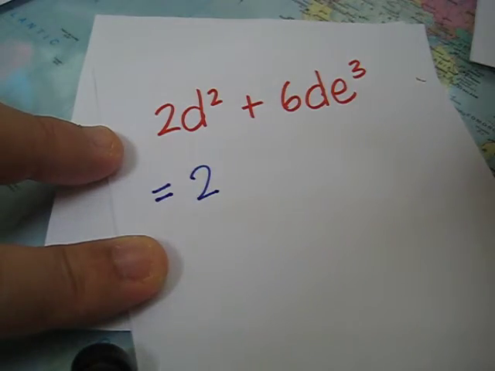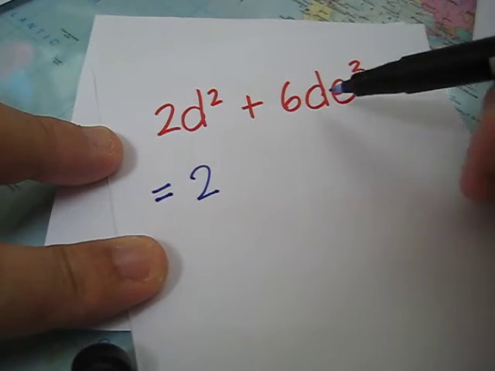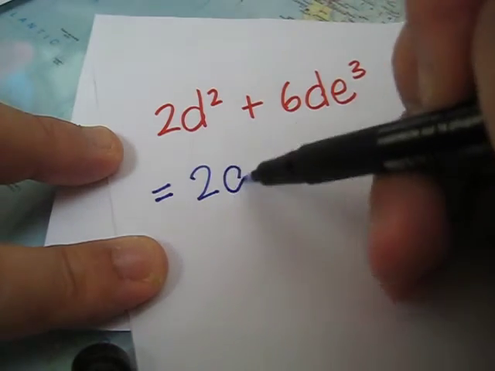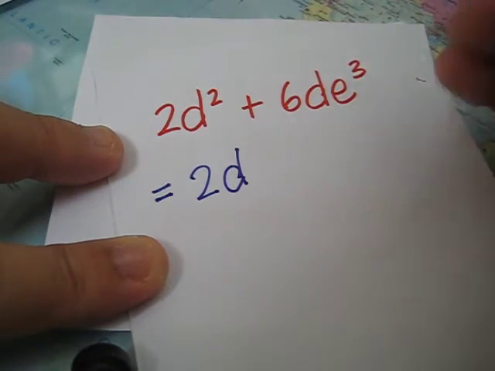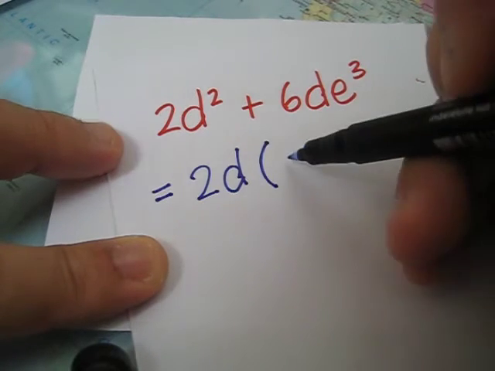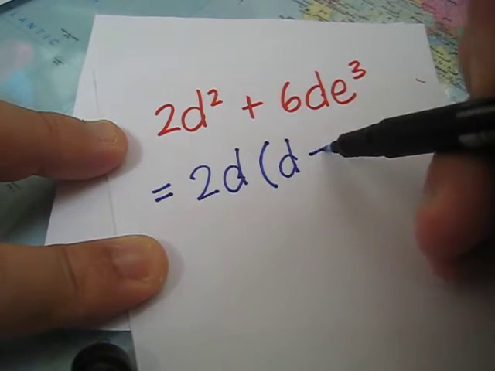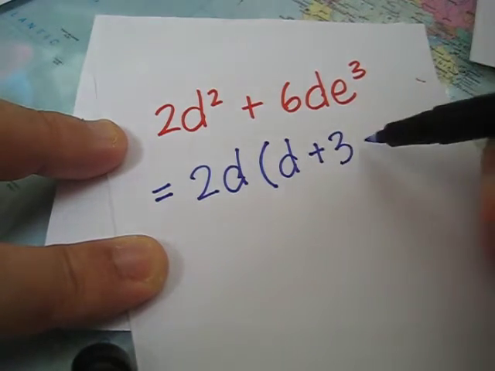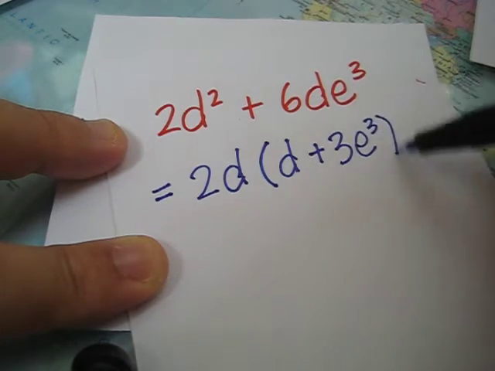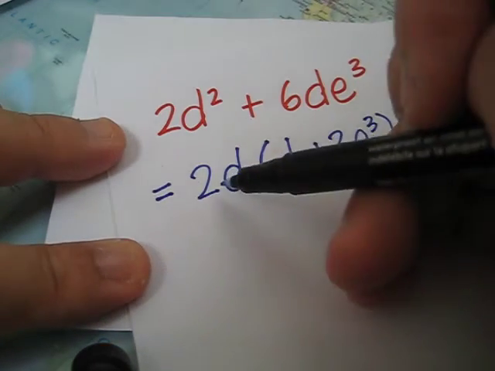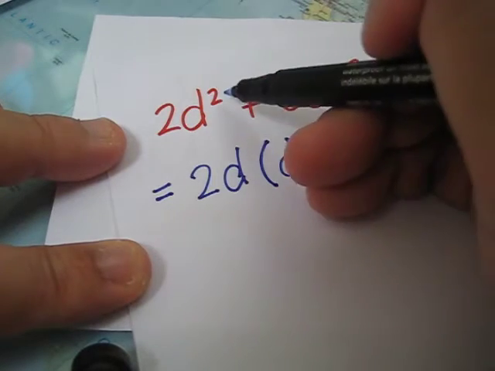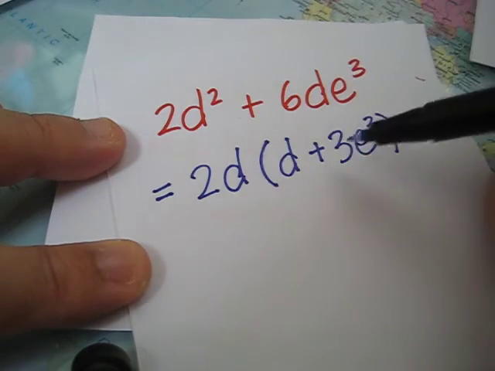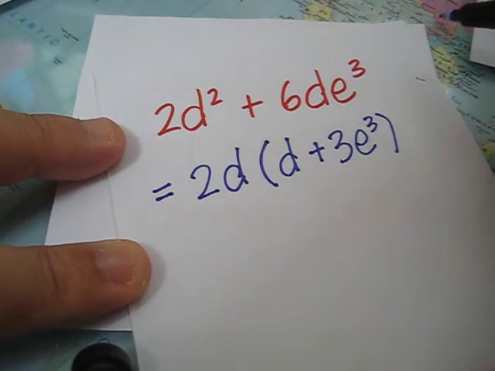Let's look at algebraic terms. D squared, D. So, we can have D here. What is left behind would be d plus 3e cubed. Let's check. 2d times d will give us 2d squared. 2d times positive 3e cubed will give us 6de cubed.